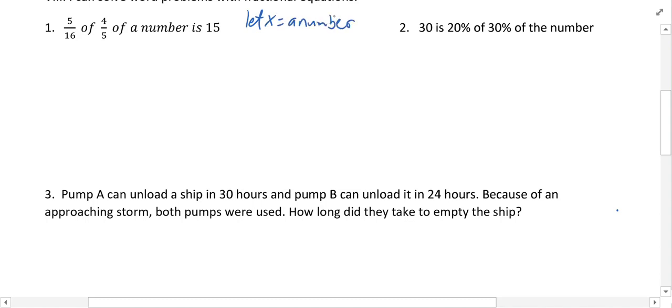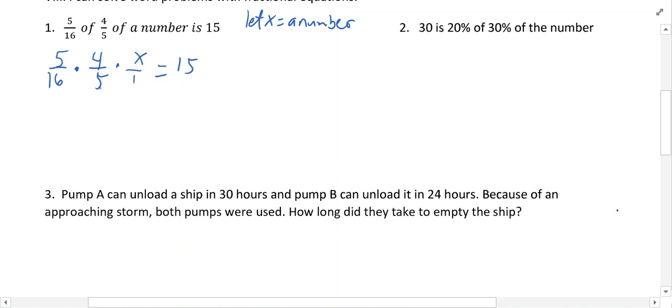Now we're going to set up our equation. So we have 5/16 of, well, what operation is of? Add, subtract, multiply, or divide? Of means multiply. So of 4/5 of a number, so times x, is 15. Remember, if you want to put a 1 underneath the x, you can.